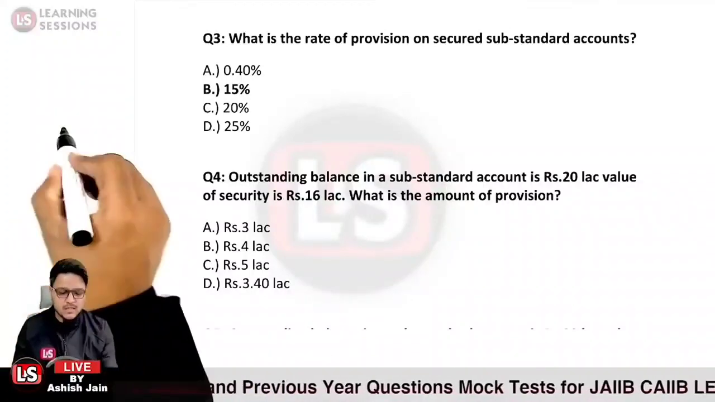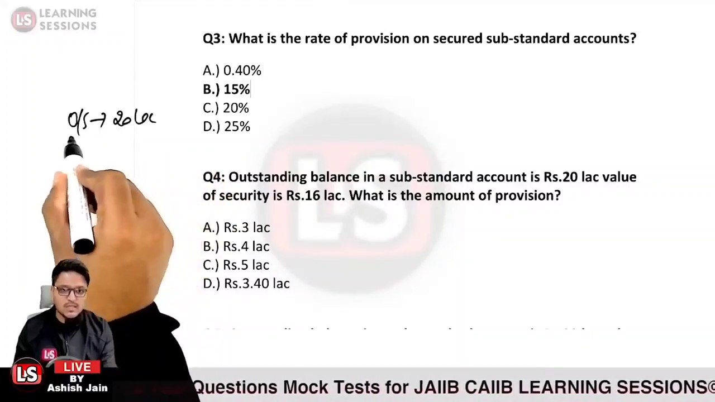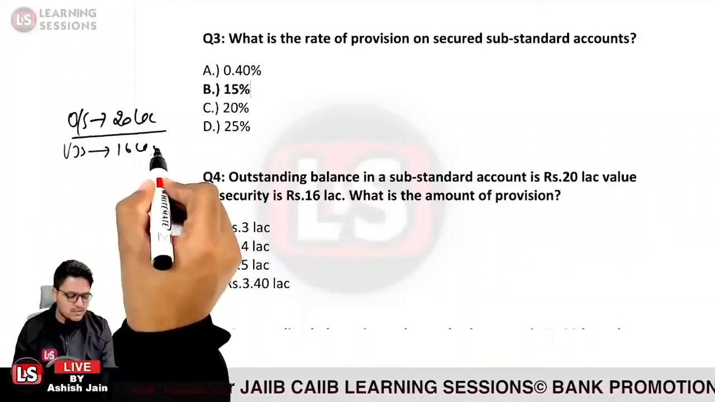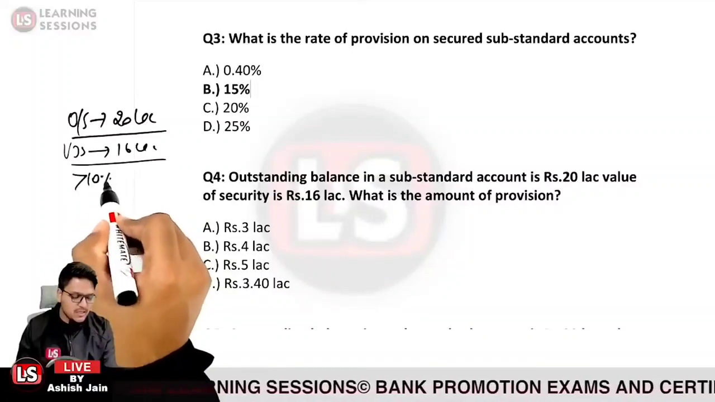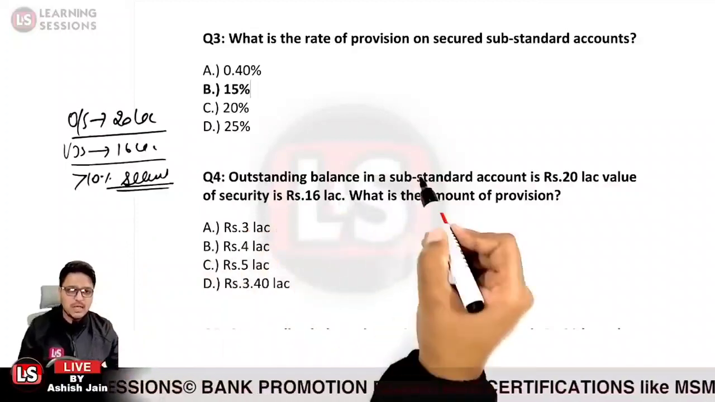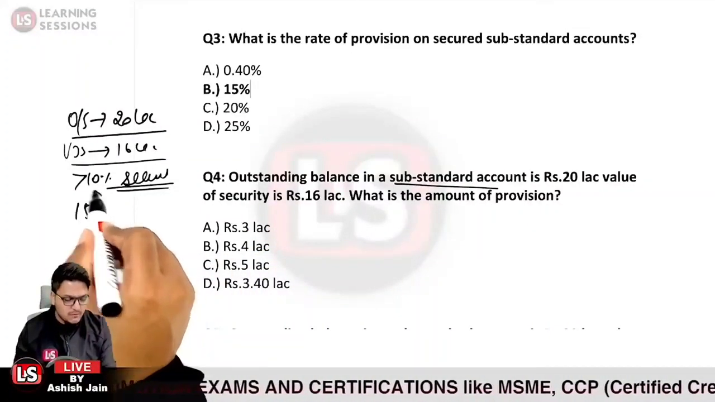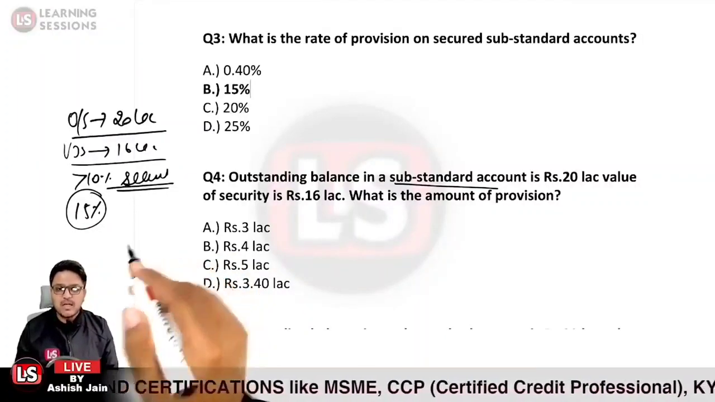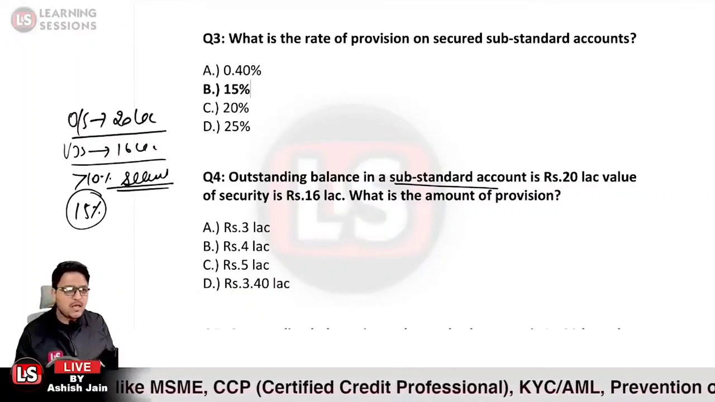We have an outstanding balance equal to 20 lakh rupees, and further the value of security is 16 lakh rupees. So it will be a secured asset. Why is it so? If the value of security is greater than 10%, in that case it is a secured loan. Now if it is a secured loan classified as substandard asset, what provision percentage would be applicable? 15% will be applicable. So the provision to be maintained is rupees 3 lakh in this particular case.